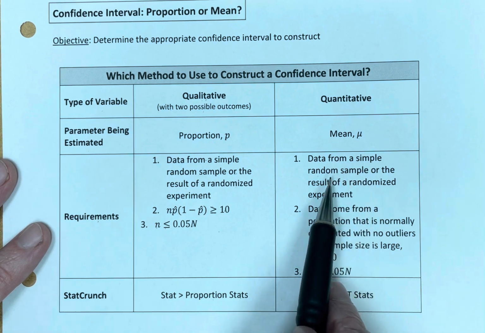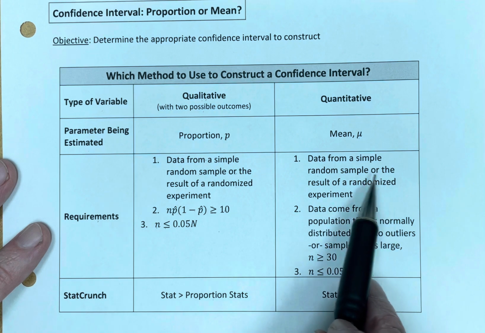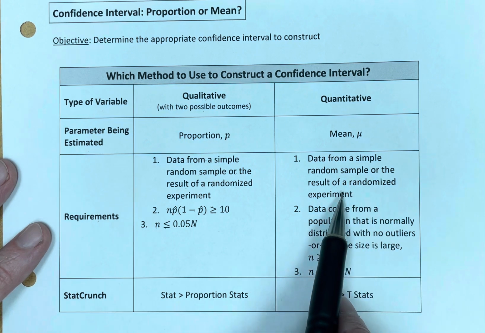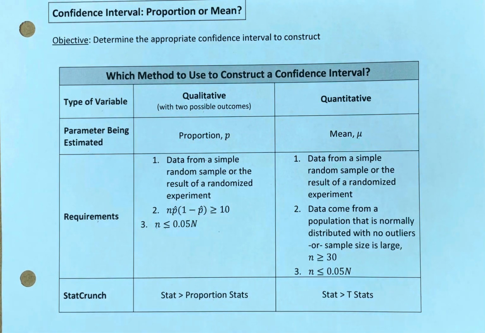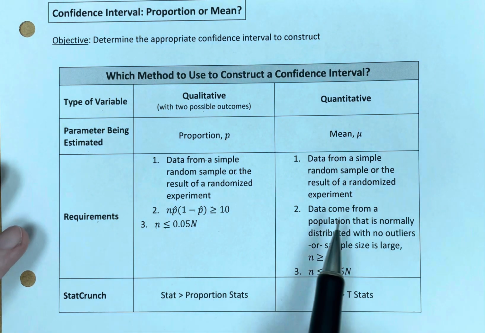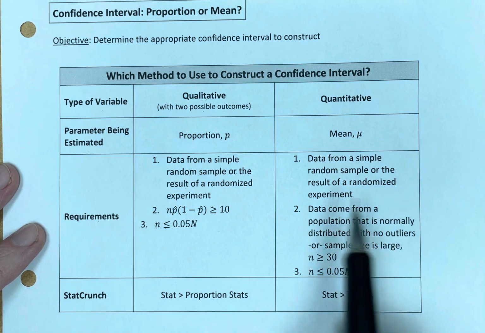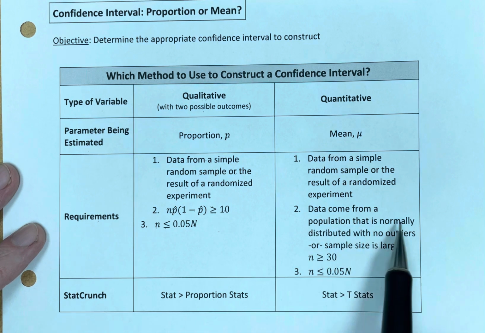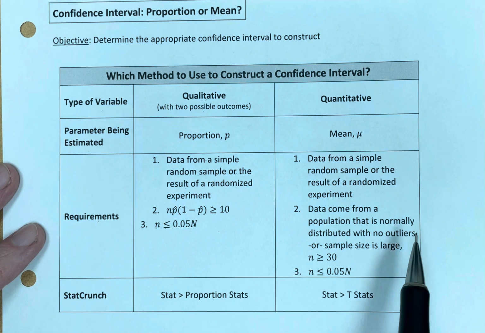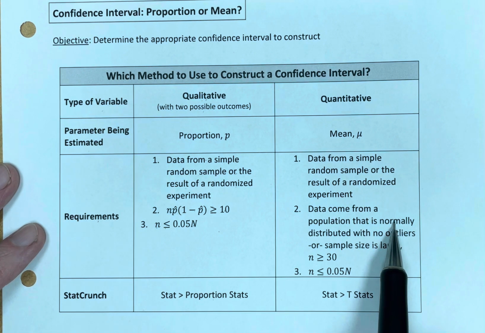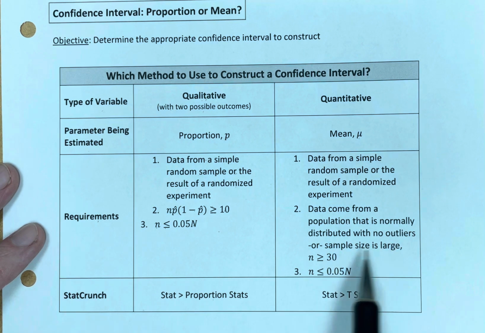The data needs to come from a simple random sample or the result of a randomized experiment. Things have to be random in order to be applicable in statistics. And then these are our requirements for building a confidence interval. The data come from a population that is normally distributed with no outliers. Either we're told it's normally distributed or we apply the QQ plot and the box plot, or the sample size is large, greater than or equal to 30.